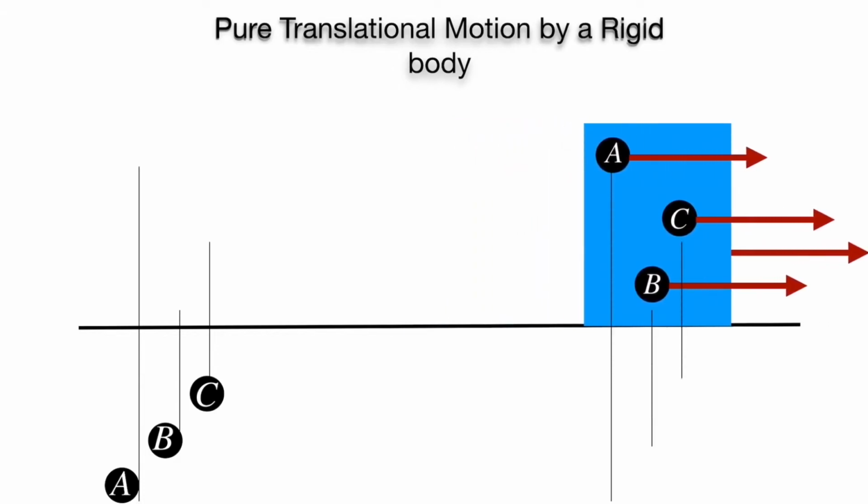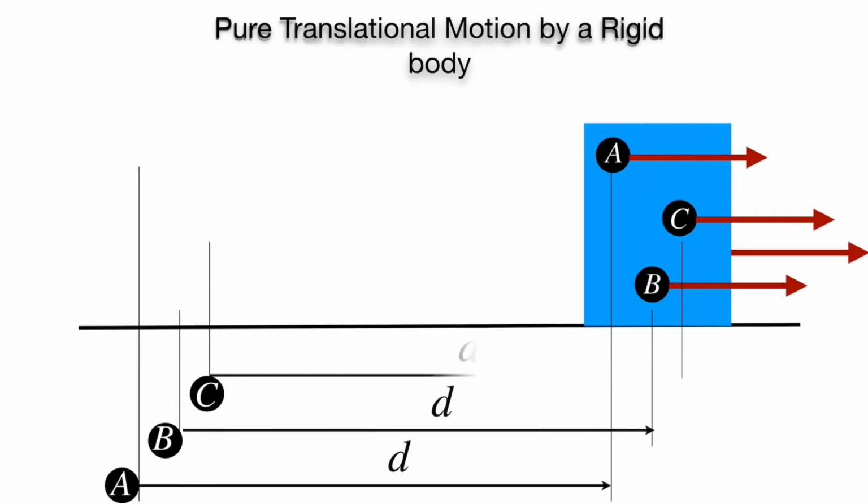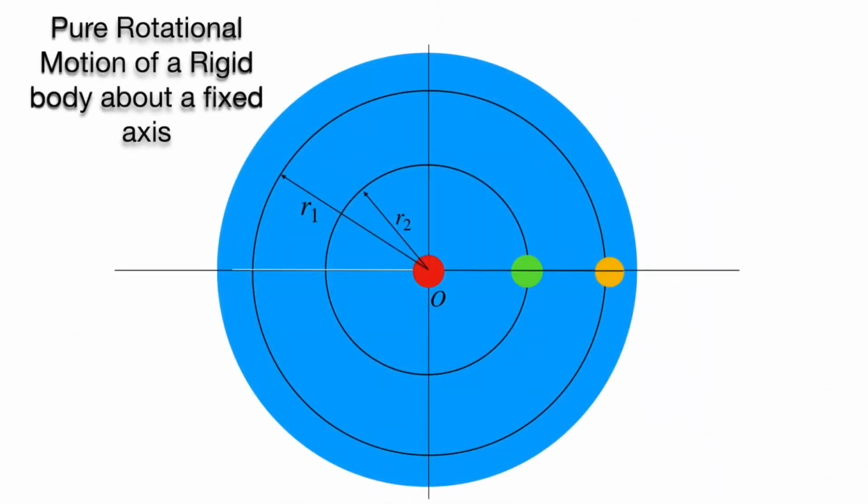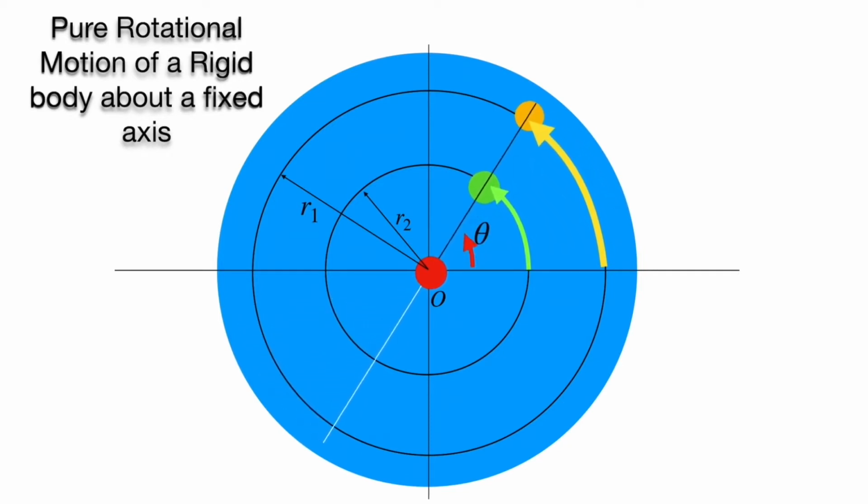That means each particle of the body moves by equal displacement d in equal intervals of time, and their relative positions to each other do not change with time. This remains constant. But what about when an object rotates about a fixed axis, like in this case, an axis passing through point O? Do all the particles on that object have the same velocity, the same displacement in the same interval of time? If not, then what about the particles' relative positions to each other?